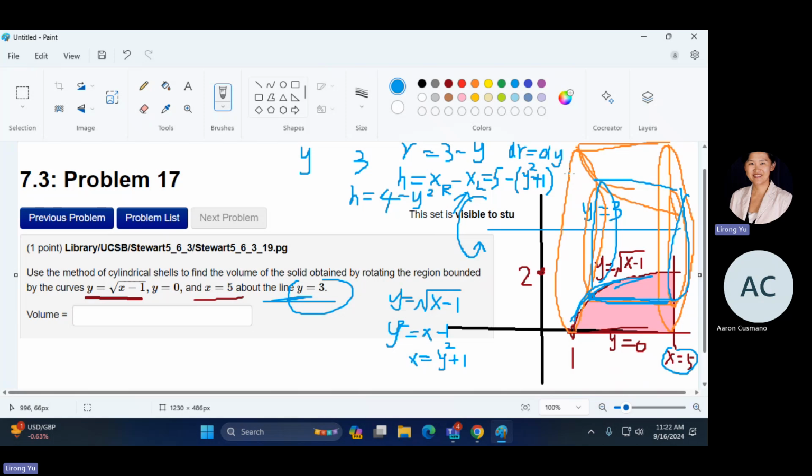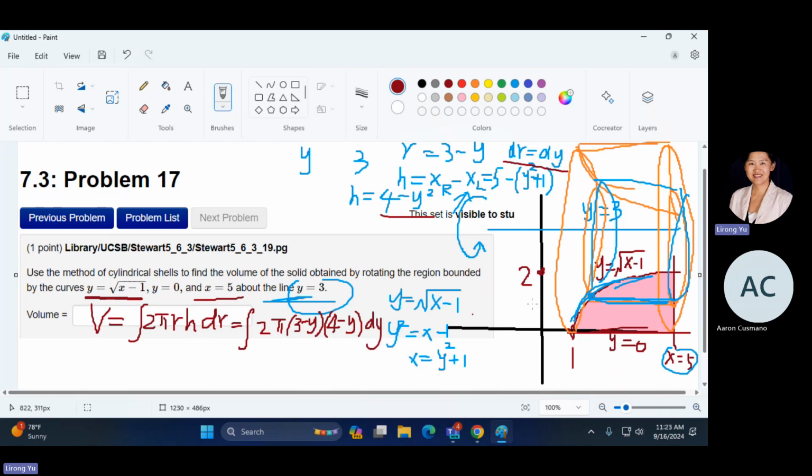Any questions so far? All right, so I think we have all the quantities ready. Now let's look at how we model the volume calculation. So volume, using the shell method, is the integration of 2 pi r times h, a shell, and we multiply by the thickness, which is dr. Now, with our identification, r is 3 minus y, so we have 2 pi times (3 minus y), and then we have h, which is 4 minus y squared.